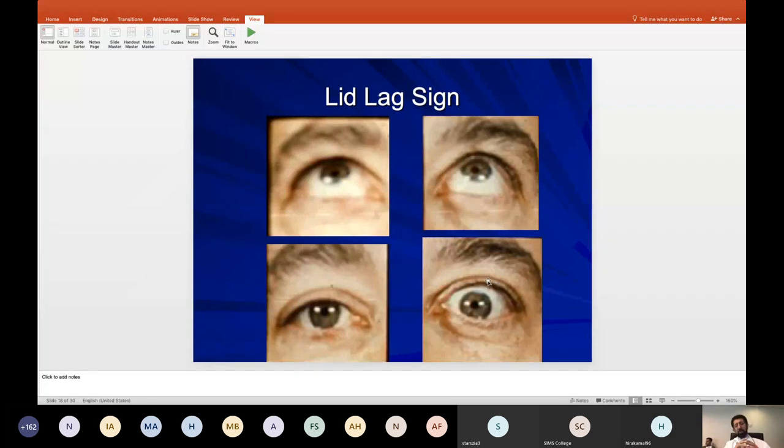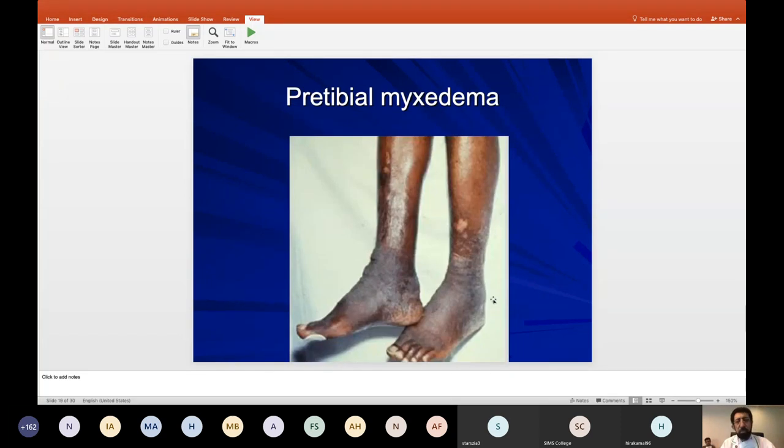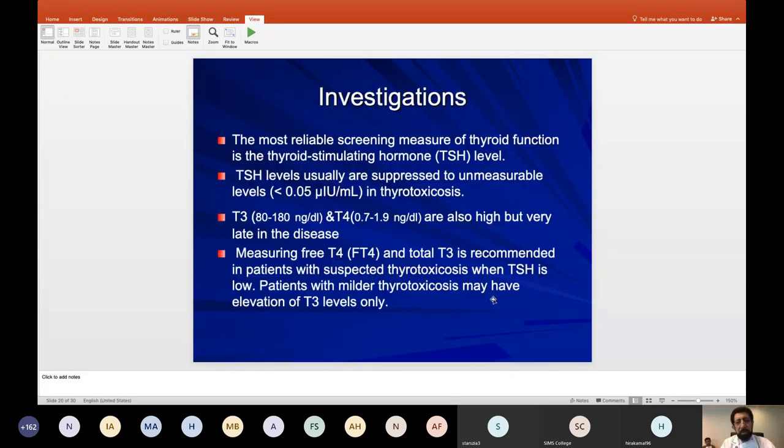But to show how a lid lag would occur, you will have to place your finger in front of the eye of the patient and ask the patient to follow your finger up and then down, and then you move it up and down rapidly, and you'll see that after 4 or 5 rapid movements, the lid will start lagging. It is not at the first time. It's on the 5th or 6th movement, when the eyeball moves down, the lid does not accompany the eyeball. So this is what is known as the lid lag sign. And we'll talk about how people will develop pretibial myxedema.